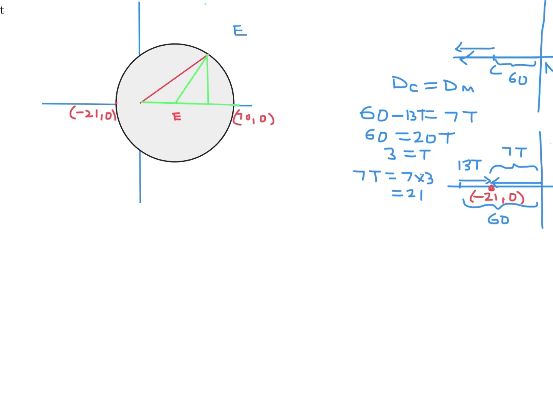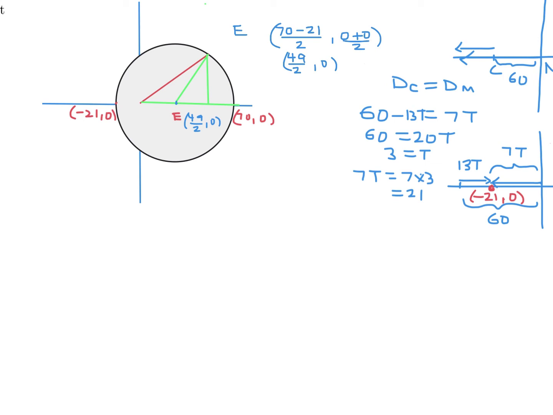E is the midpoint of this and this, the way I've drawn it, because these are the endpoints, minus 21, 0 and 70, 0. So the midpoint would be just 70 minus 21 over 2, and then 0 plus 0 over 2. And that is 49 over 2, 0. So this is 49 over 2 and 0, this point E.